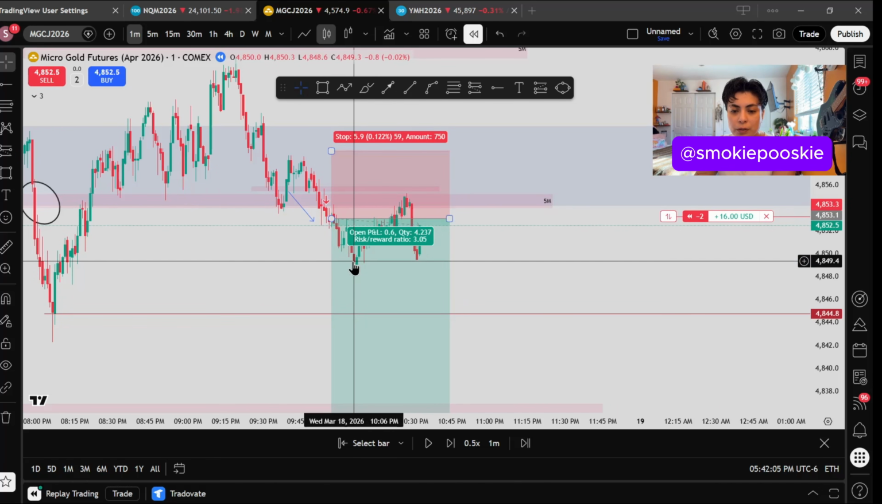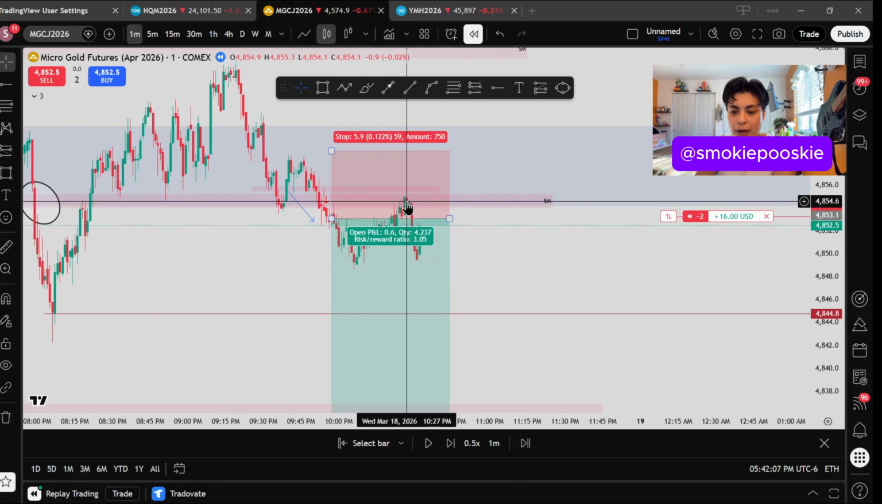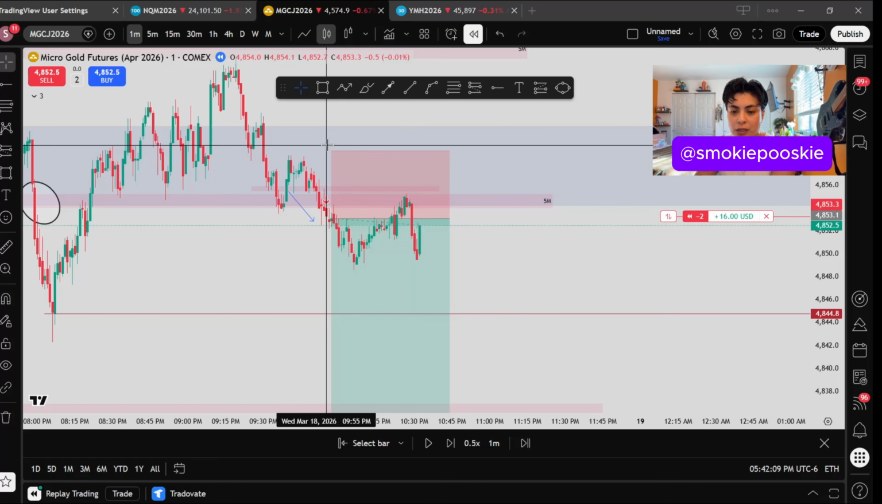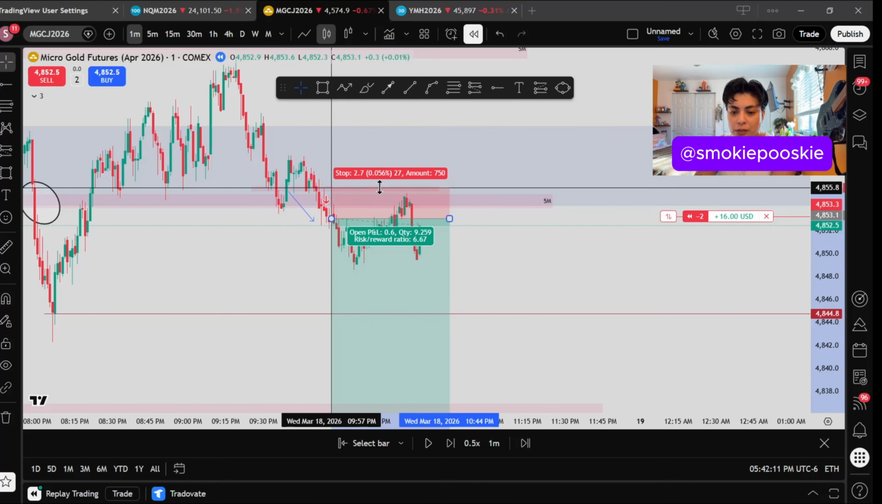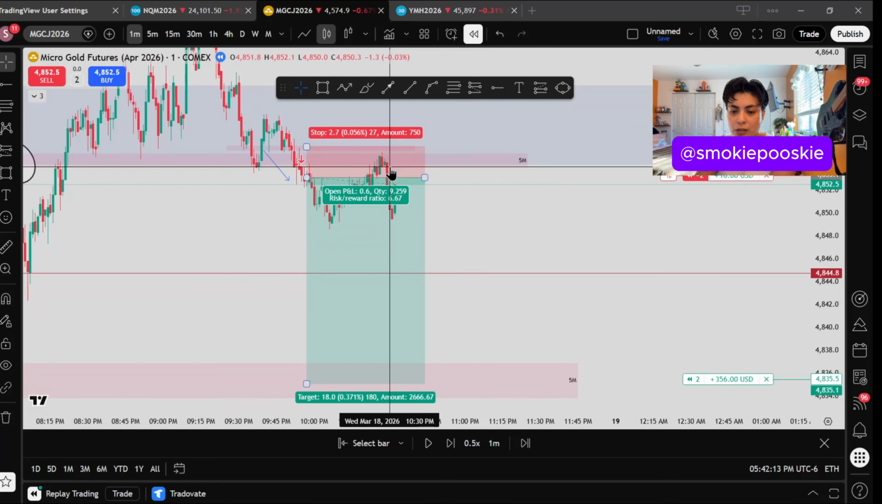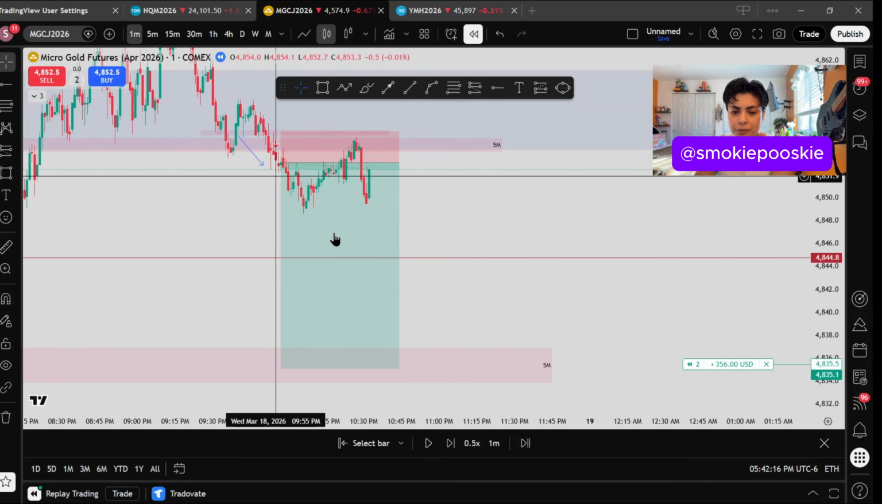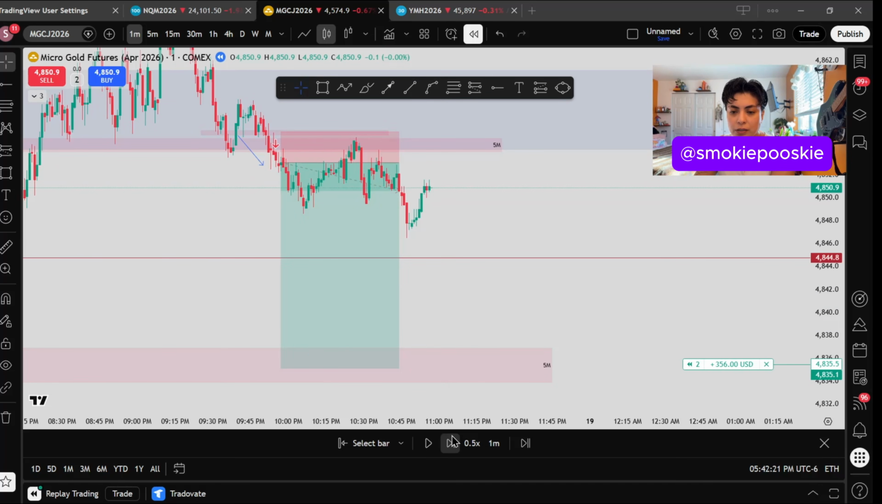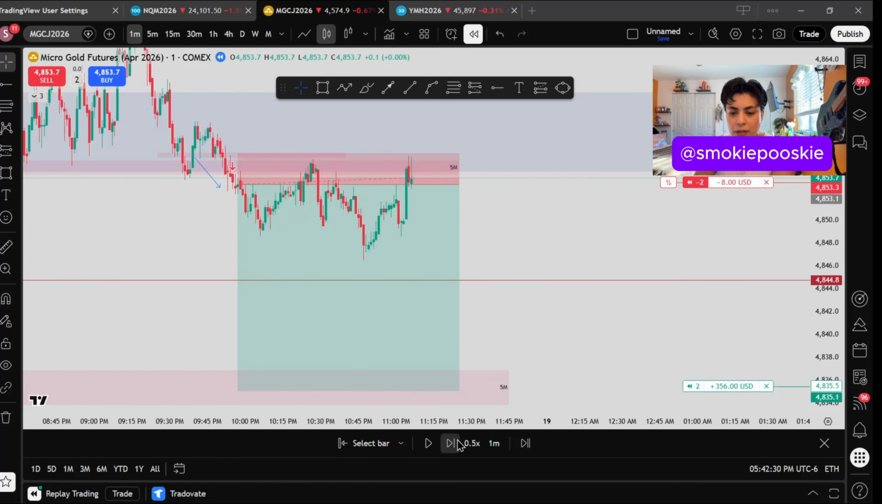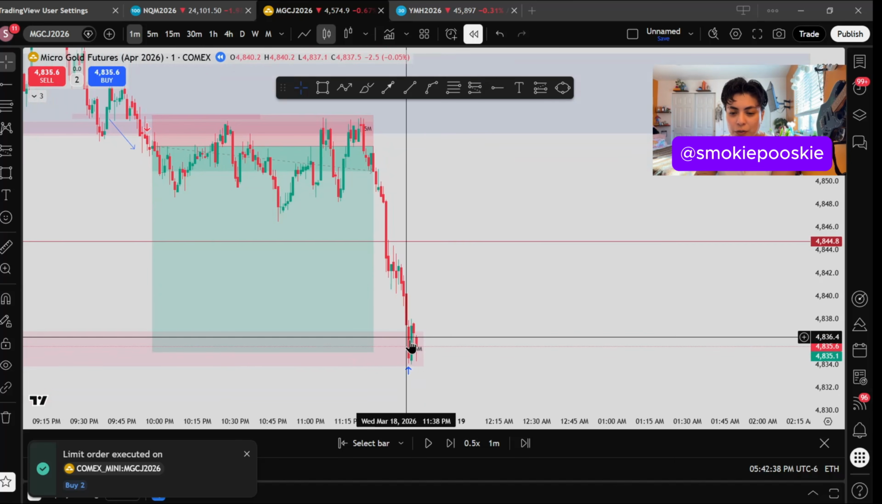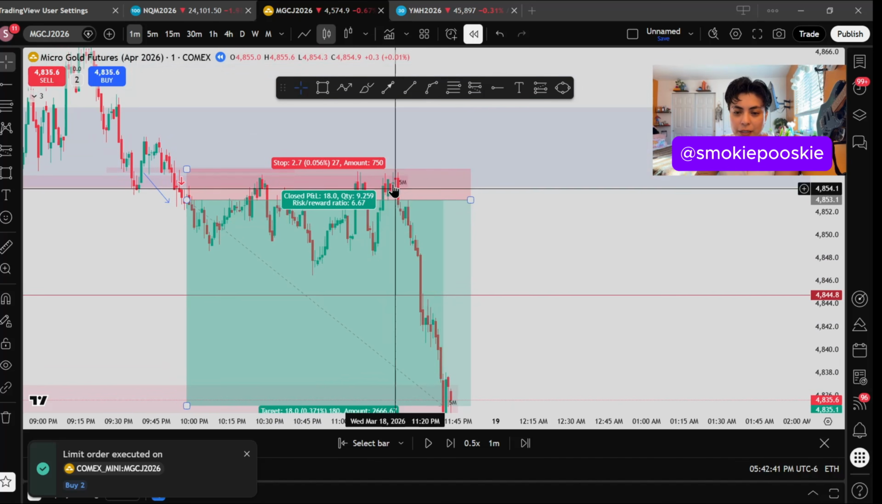And then price broke the major 5 minute level, came back, retested it, gave somebody else an opportunity. Then I was able to make my stop loss smaller. And then, yep, it just continued to go down, and still just respecting my structure. And price went right there to my TP.